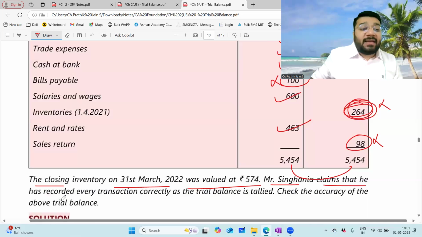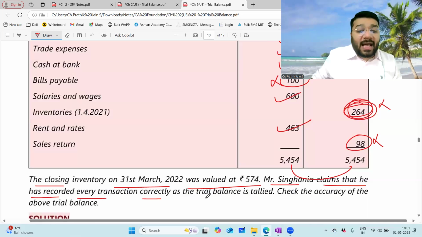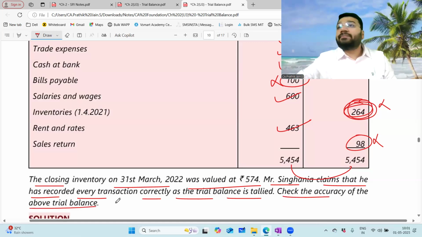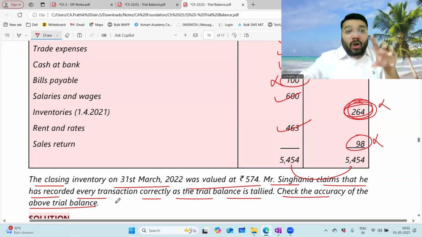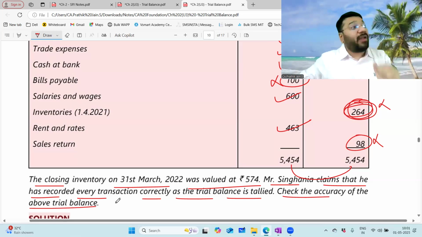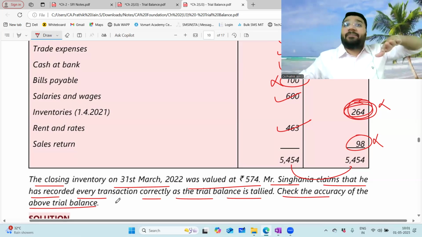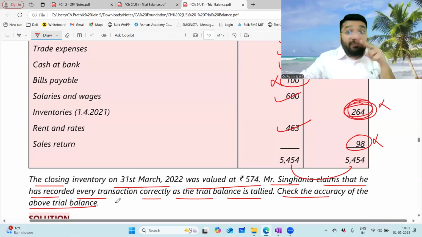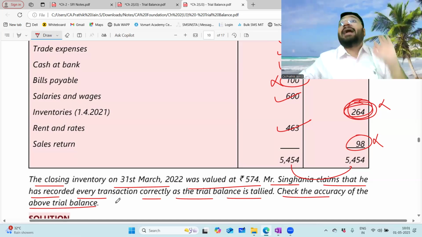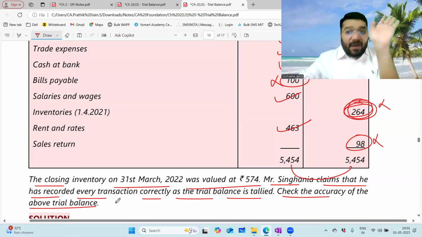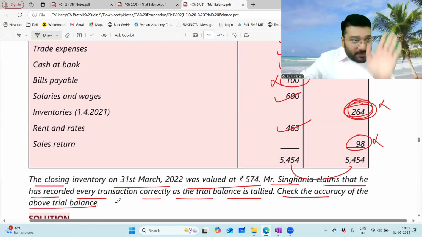Mr. Singhania claims that he has recorded every transaction correctly as the trial balance is tallied. Check the accuracy of the above trial balance. Checking is done in two ways. What we have done is one type of checking. With this checking, we got to know a few mistakes which look apparent on the trial balance. Now there could be some other errors still existing, which are not visible to our eyes. That will be known only by auditing. Only when you check the accounts properly will we get to know that mistake. So at this level, you can find out this much mistake only.